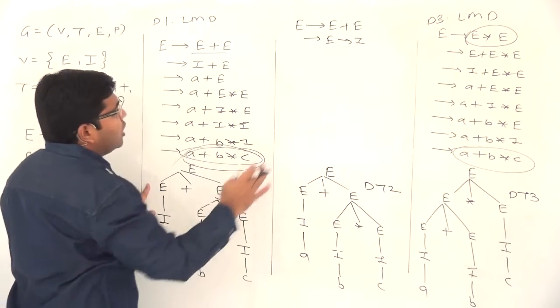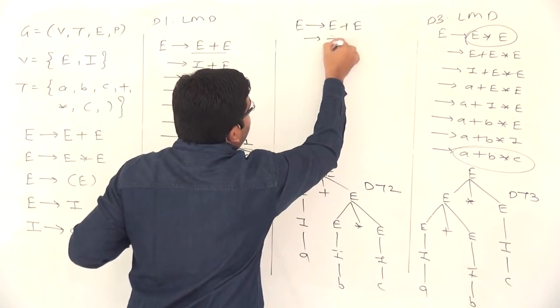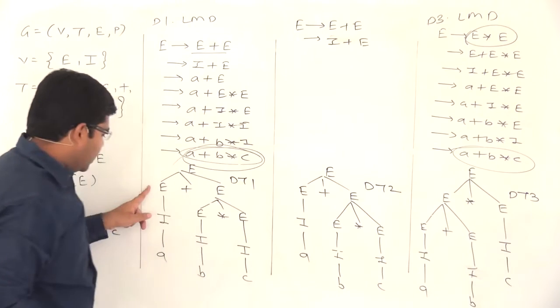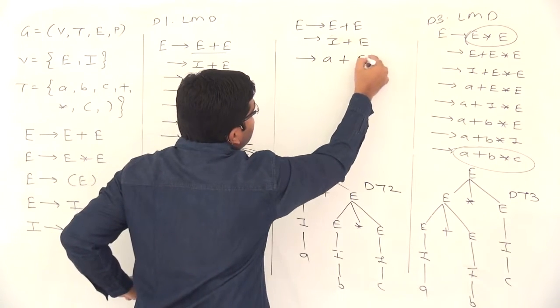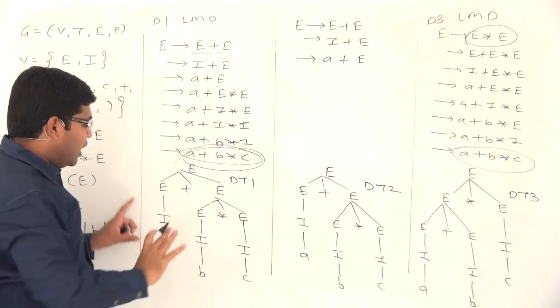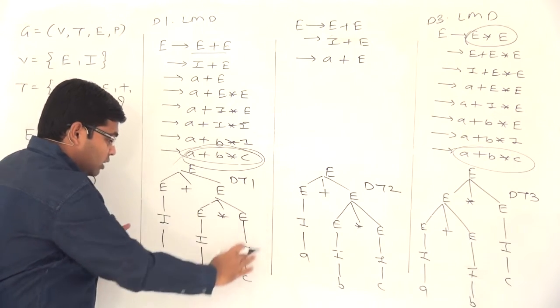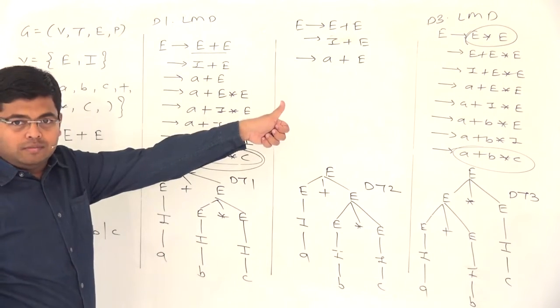Okay, sorry. It has to be like I plus E. Then we will apply this production. I produces A, and this will become A plus E. See what we are doing? We are converting the tree into an LMD.